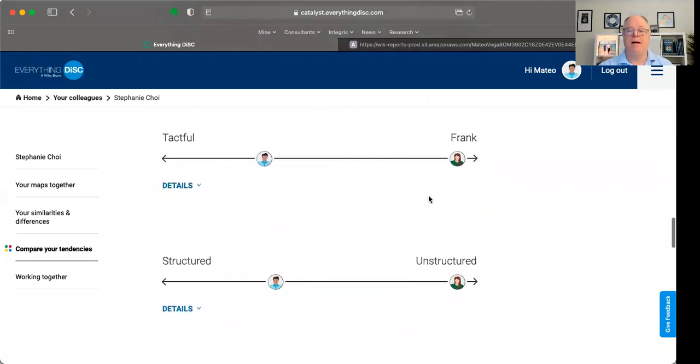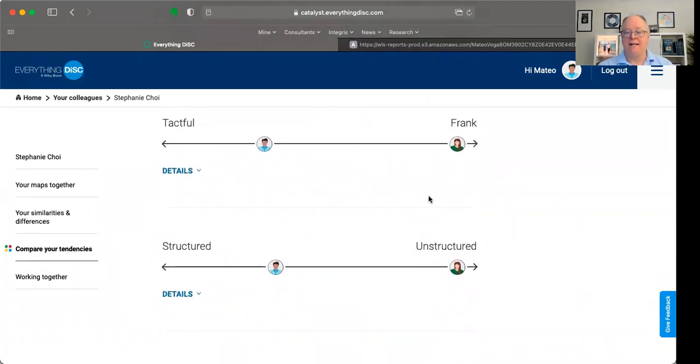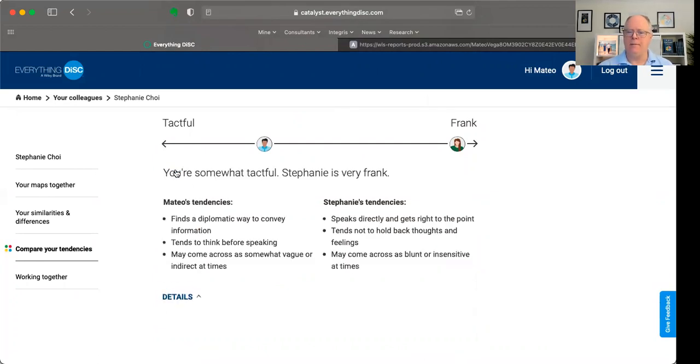At the same time, I can also take a look at the fact that Stephanie is more frank than I am. So it's very possible that she may say things. I need to make sure I don't take those things personally. She's going to bring out things that might make me uncomfortable and that I might not say myself. It's not right or wrong. We have different styles. We need to be able to appreciate those styles, understand those styles, and really actually honor those differences as we move forward.